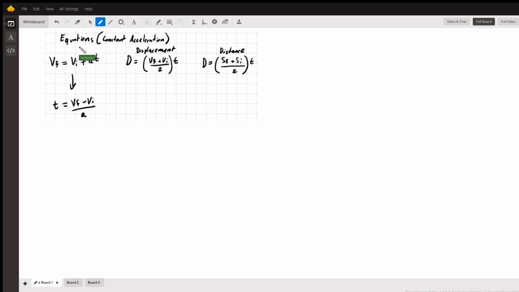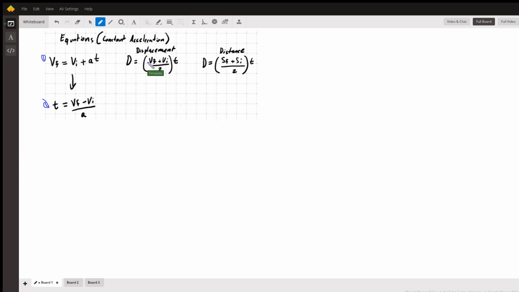All of these equations are related to situations when an object is under a constant acceleration. The first equation allows us to calculate the final velocity by adding the initial velocity plus the acceleration times the time. If we isolate t, we get that time is equal to the final velocity minus the initial, divided by the acceleration.